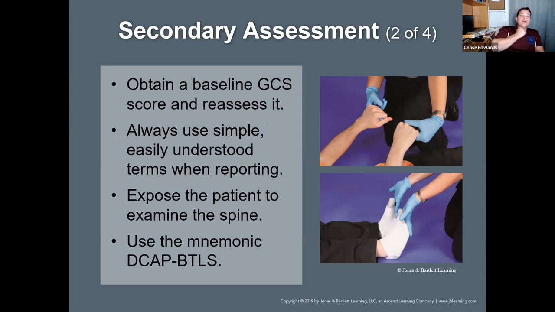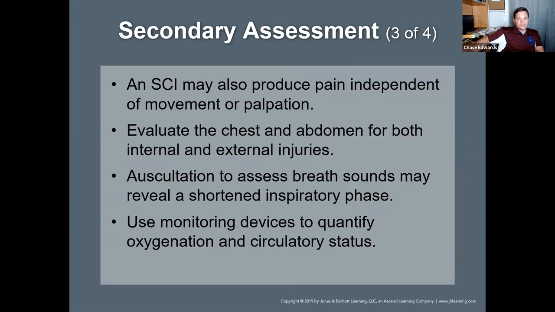All right, so biggest thing, you need to perform that baseline GCS and record the time, and then frequently reassess it constantly. So document all the scores and the times that they were obtained on the patient care report or your PCR. So pain or tenderness when you palpate the spinal area is certainly a warning sign of a spinal injury.